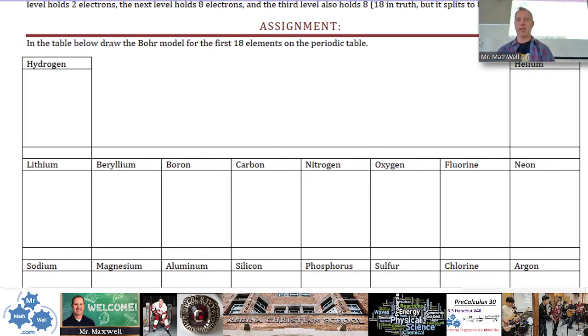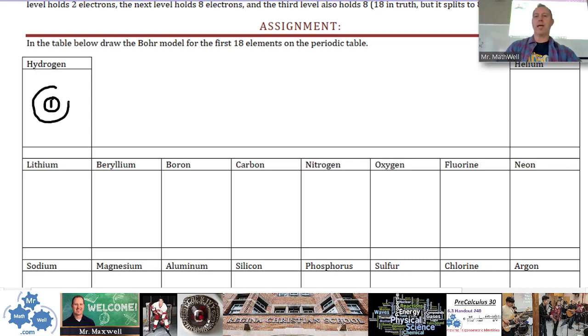So on the paper that I handed out to you, there's a little space, and what I want you to do is draw a circle, and put the number inside the circle of how many protons there would be in there. So for example, hydrogen is number 1 on the periodic table, so there's 1 proton in there. Now, how many electrons would be in a neutral hydrogen atom? 1, right, because there's 1 positive, so we need to have 1 electron.